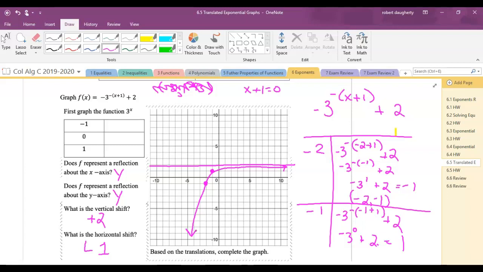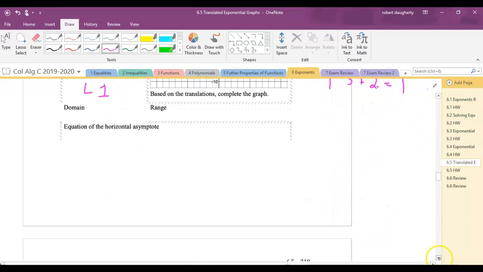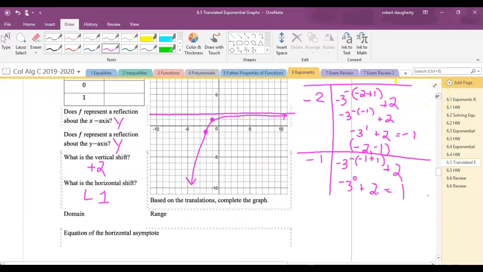The other way of doing this is to graph the original function 3 to the x, flip it over the x-axis, the y-axis, move it up 2 and to the left 1. If you think it's a little bit hard to substitute these values in, that's 4 different transformations for every point. So sometimes people get a little bit lost in doing that. But I think you can handle what we're doing here as a repetitive exercise. What is the range of this function?